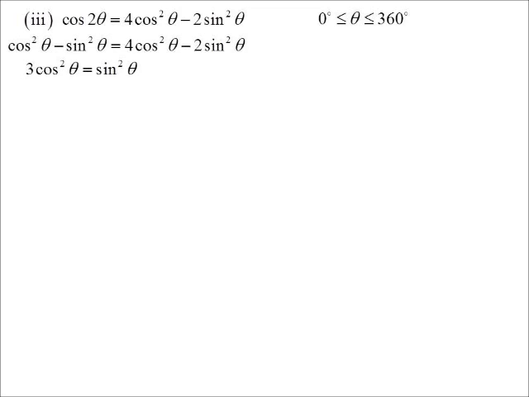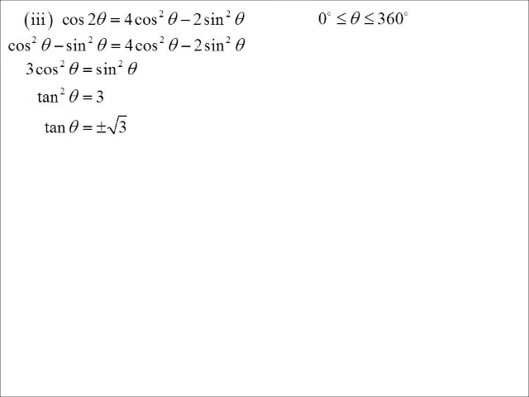Alternative way I could have done it, I could have said cos 2 theta was 2 cos squared theta minus 1, and then on the other side change the sine squared to 1 minus cos squared and have everything in terms of cos squareds. Or of course I could have done the same thing with sine squareds. Again, just a personal choice how you solve it.